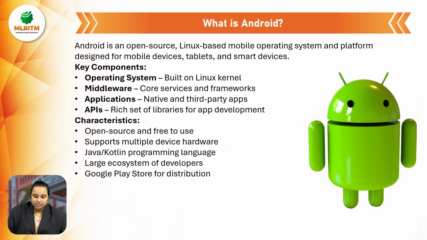So, what are the characteristics of Android? It is open source and free to use, and it supports multiple device hardware. We write Android code in Java or Kotlin programming language. We have a large ecosystem of developers where we can get help from others, and we can find apps in the Google Play Store, and also distribute whatever applications we develop in the Google Play Store.